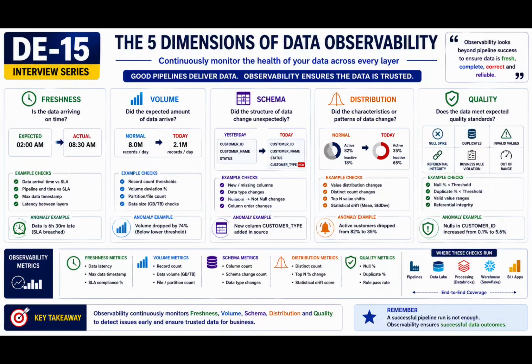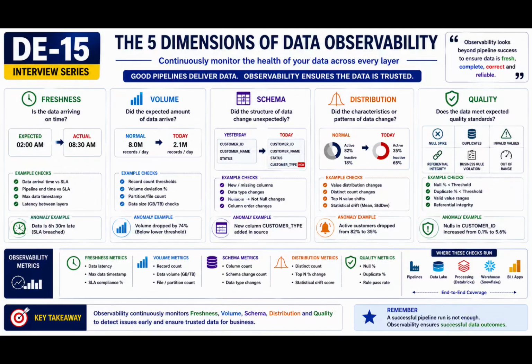Then the third one is schema. Schema monitoring answers, did the structure of the data change unexpectedly? For example, yesterday we had customer ID, customer name, customer status. Today, the source team adds customer type. A new column might be harmless. But what if customer ID changes from integer to string, or a column is removed, or a nullable field suddenly becomes mandatory? Those changes can break downstream systems or, even worse, silently change the meaning of the data. Therefore, schema changes should be detected and evaluated before they impact downstream consumers.